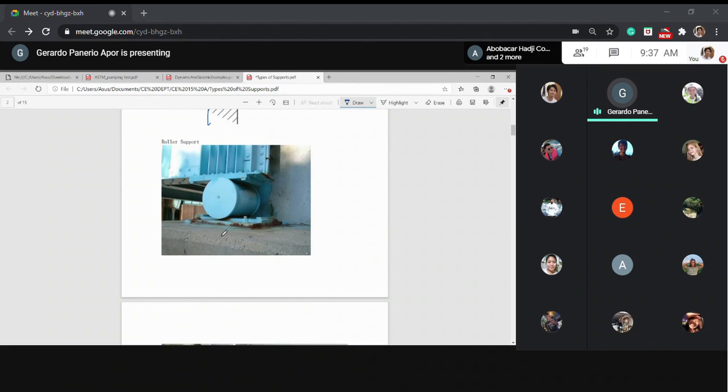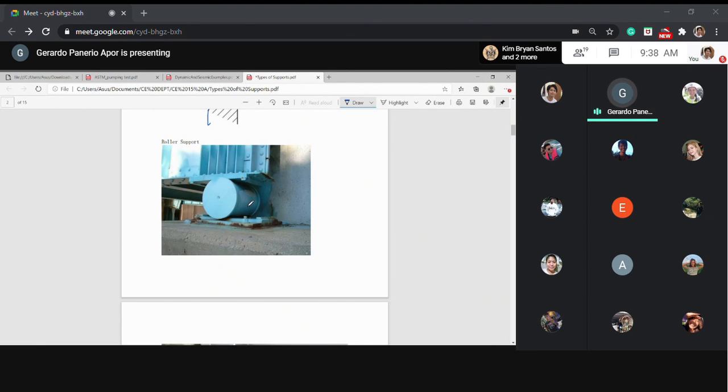It can support vertical but not horizontal. So this one can roll, no? If there is an expansion of the length of this beam, this one will roll. But the movement is just very small, okay? Very small. But this one cannot support horizontal reaction. But yeah, this is it.